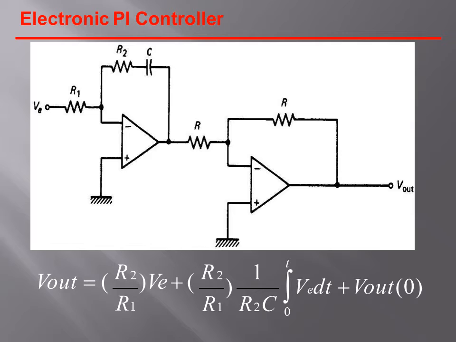So here it is the electronic version of PI controller using the op-amps. Here the proportional and integral controller are connected to each other, and the output voltage can be given as Vout is equal to R2 divided by R1 into VE, where VE is error voltage, plus R2 divided by R1 into 1 upon R2C. Here R2C is time constant, into integration of VE dt from 0 to t plus Vout at initial.